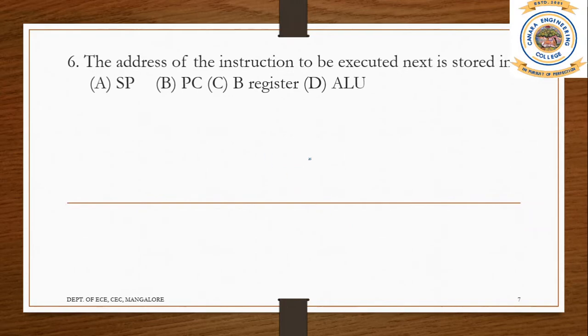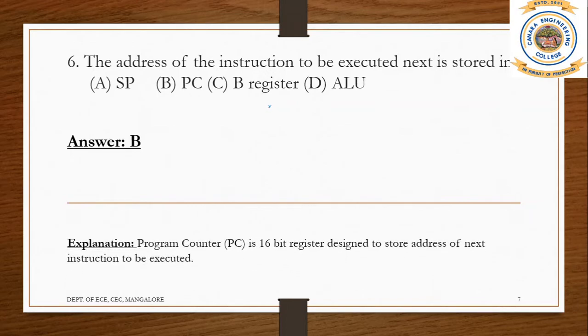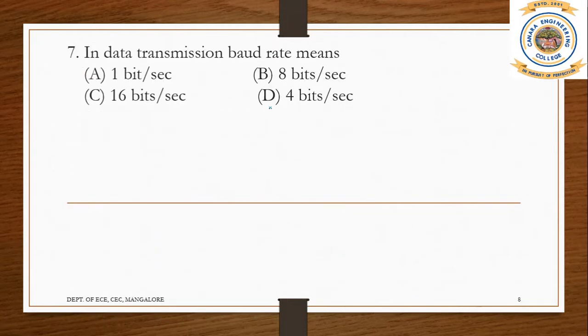So this is already discussed. The question can be put in this form also: the address of the instruction to be executed next is stored in which register? In the options they may give you short forms of the registers, so you should be thorough with the short forms. SP stands for stack pointer, PC stands for program counter. Then you have the B register, then the arithmetic logic unit, that is ALU. So as discussed, the answer will be program counter. It is a 16-bit register which will store the next instruction to be executed.